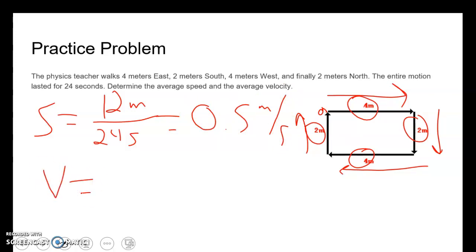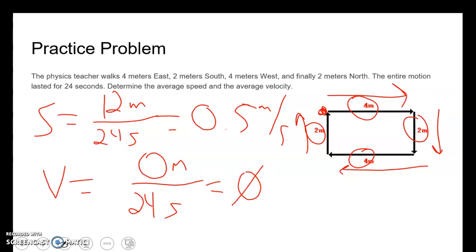Velocity, on the other hand, is displacement over time. I started here and finished here, which means my displacement is 0. And I take that over 24 seconds, and you don't have to be a math magician to know that your answer is 0 meters per second for velocity. Velocity is displacement. Speed is distance.